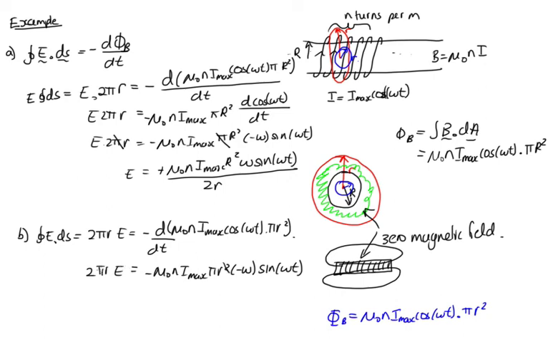And you can see one of these little r's will cancel out. In this case, the pi will cancel out. And we end up with E is equal to mu naught n I max little r omega sine omega t over 2. And so that's solved it for this second case. This tells us the electric field induced inside a solenoid.